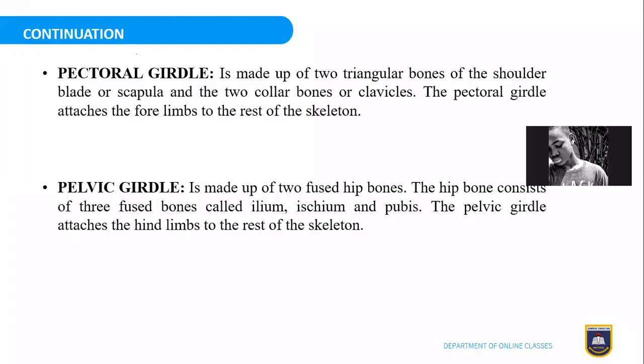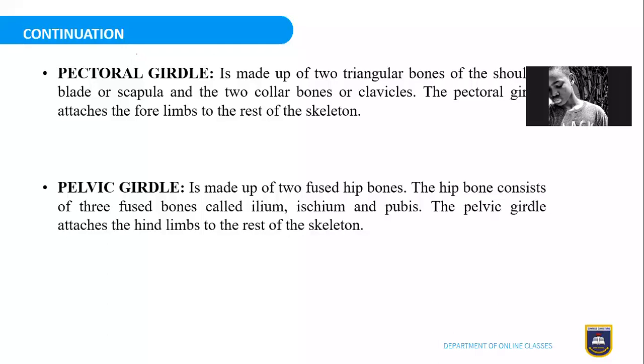Now, the limb girdles are divided into two. Those two divisions are called the pectoral girdle and the pelvic girdle. Please, if you don't understand something, I want us to take it one after the other. Just raise your hands, ask questions on what I said, and then we'll continue. Okay. So I'm saying that the limb girdles are divided into two. We have the pectoral girdle and the pelvic girdle.